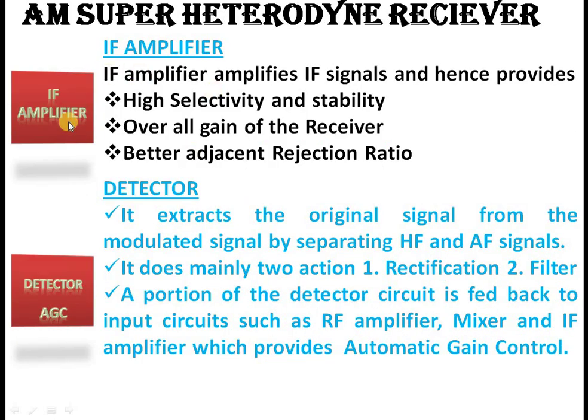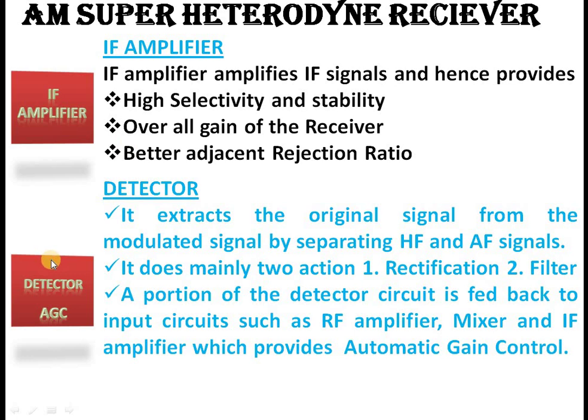Next, the output of this mixer is given to the IF amplifier as the frequency belongs to the IF range. This IF amplifier provides high selectivity and stability. Overall gain of the receiver is increased. Better adjacent channel rejection ratio is also provided. The strength of the RF signal after beating down would have decreased. Hence, we use IF amplifier stages to increase the strength of the signal.